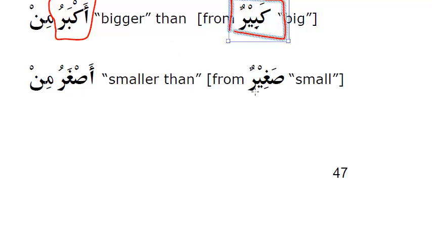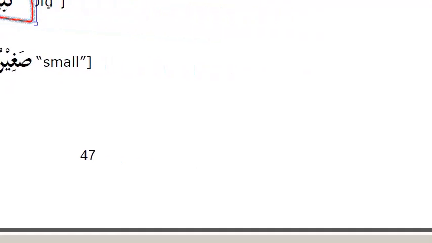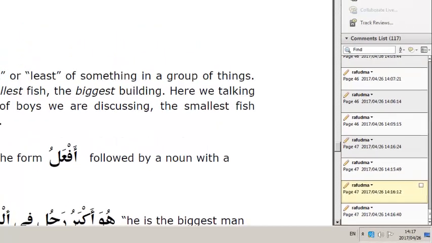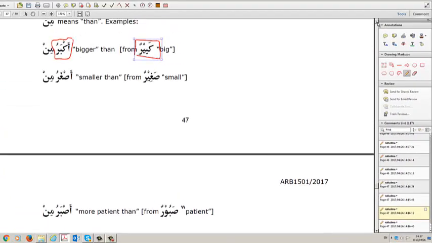The same you can apply to saghir, which means small, and you get asgharu min, smaller than. And asbaru min, which means more patient than. So, for example, a sentence would be: huwa akbaru min walidihi. He is bigger than, or, okay, maybe let's use asgharu. Huwa asgharu min walidihi. He is smaller than his father, for example.